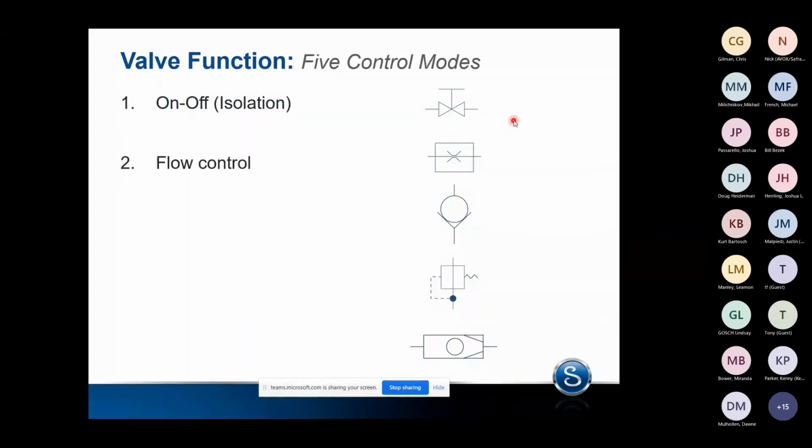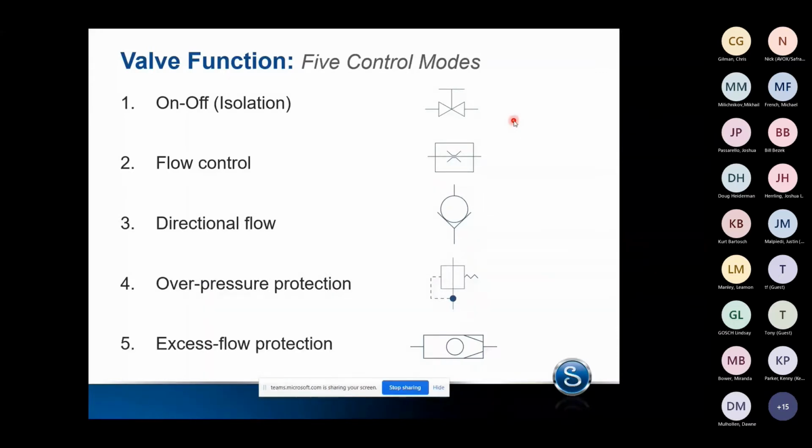Second, we're going to have a flow control valve. Third is going to be a directional flow valve, or in this case, a check valve. Fourth is going to be overpressure protection. Number 5 is going to be an excess flow protection.